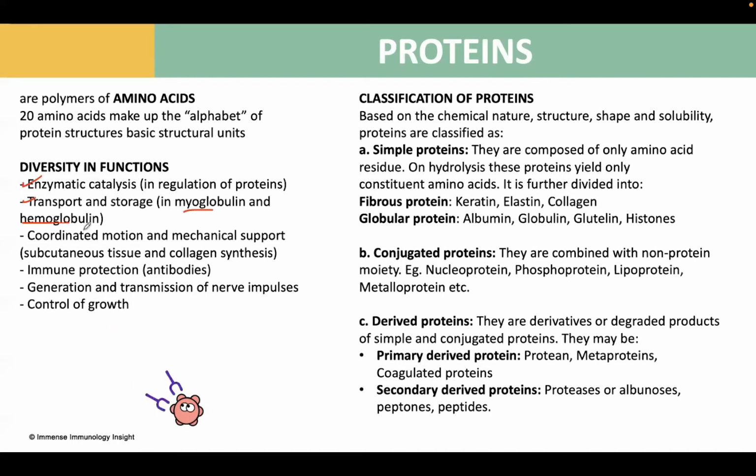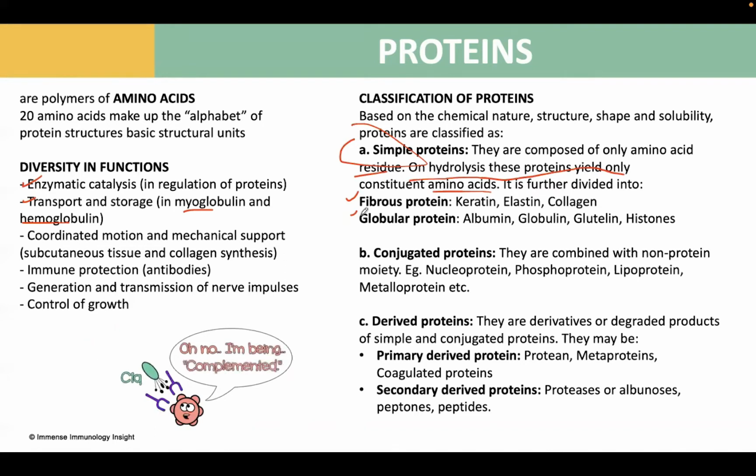When we say proteins, we have classifications based on chemical nature, structure, shape, and solubility. Proteins can be classified as simple, conjugated, and derived proteins. Under simple proteins, they are composed of only amino acid residues. On hydrolysis, these proteins yield only constituent amino acids. They are further divided into fibrous and globular proteins. Examples of fibrous proteins include keratin, elastin, and collagen. Globular proteins include albumin, globulin, glutelin, and histones.